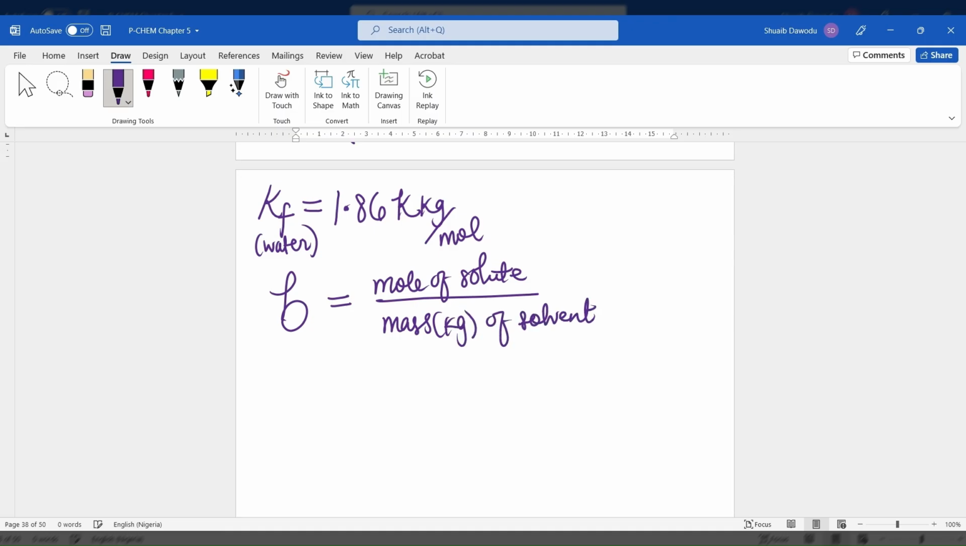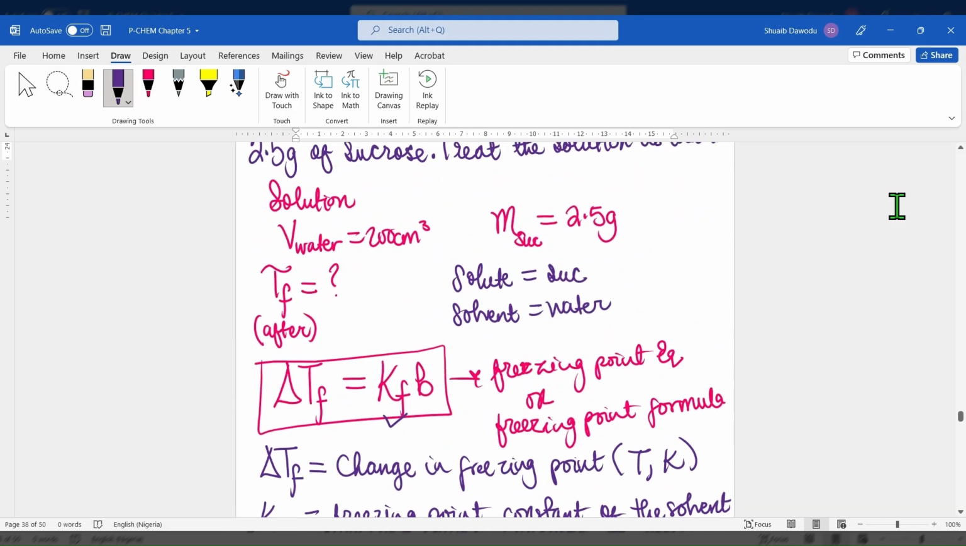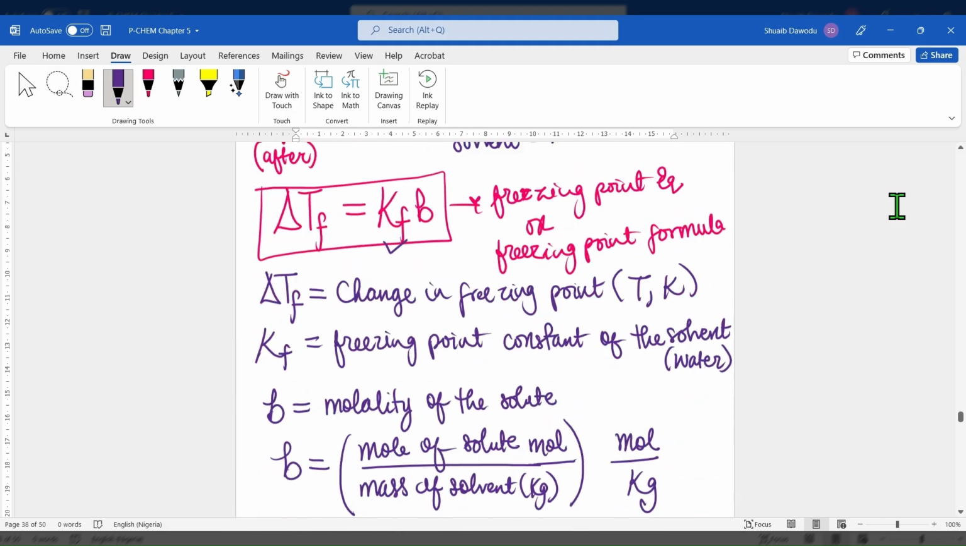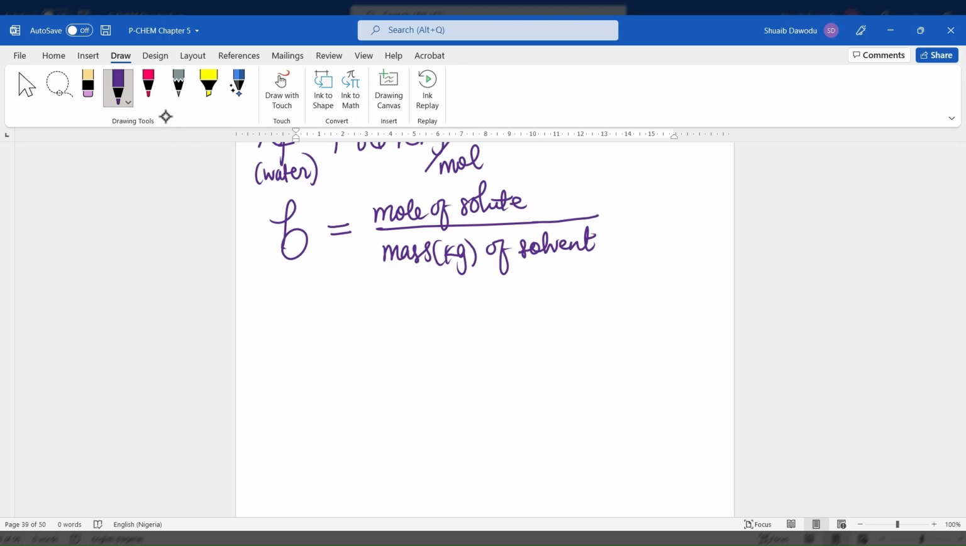Even though we're not given the value for b, the number of moles of solute, or the mass of solvent, one thing we were given when we go back to our question is the volume of water as well as the mass of the solute. So remember, we're told the mass of sucrose, and sucrose is the solute, is 2.5 grams. We're also told the volume of water to be 200 centimeter cube.